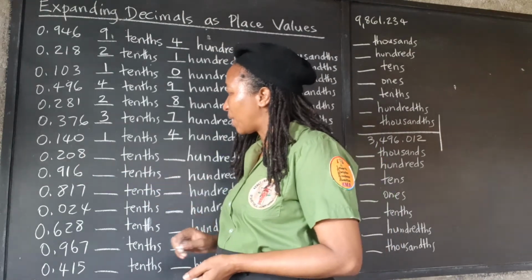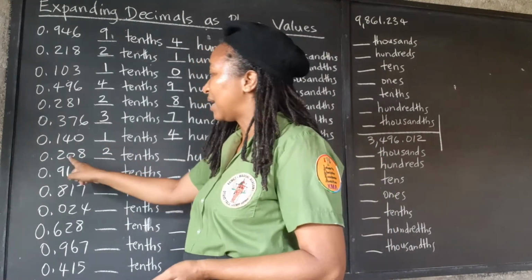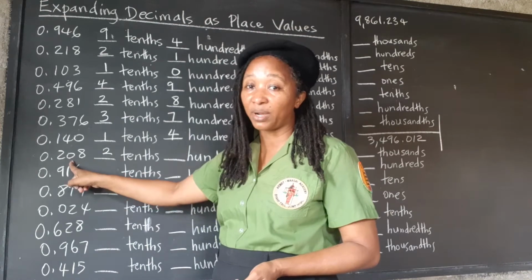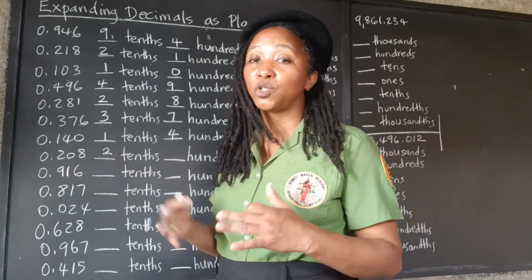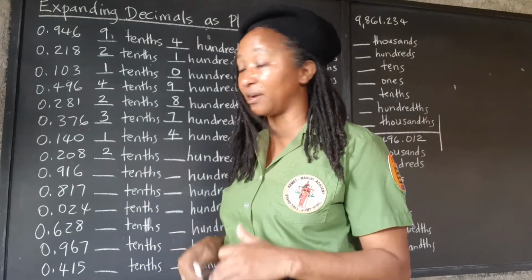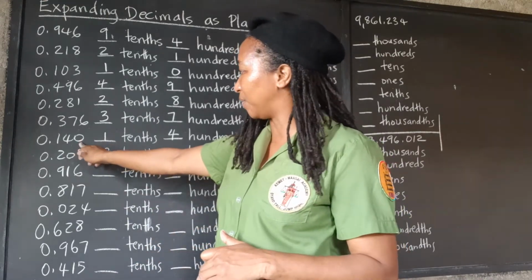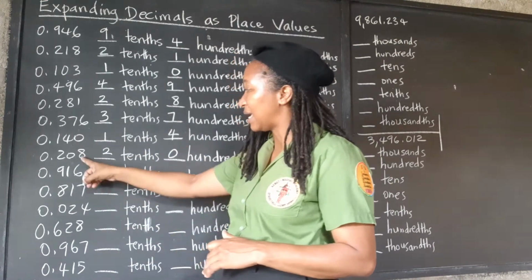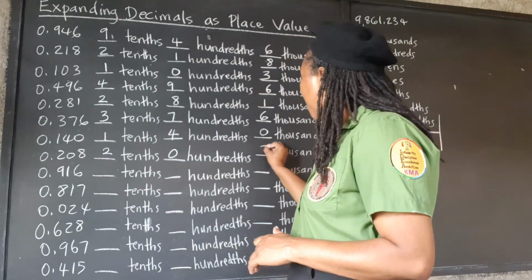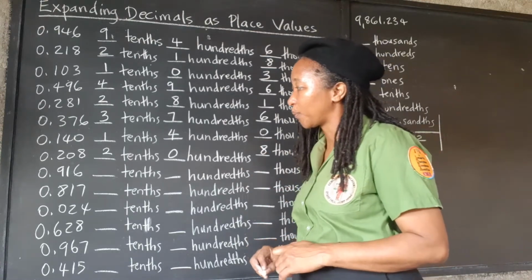0.208. So we have a 2 in the tenths place. This guy had to be here. You can't ignore him. He's holding that place in between 2 other digits. He has to be here today. This guy could have stayed home. This guy here has to hold that hundredths place, and the 8 is in the thousandths place.